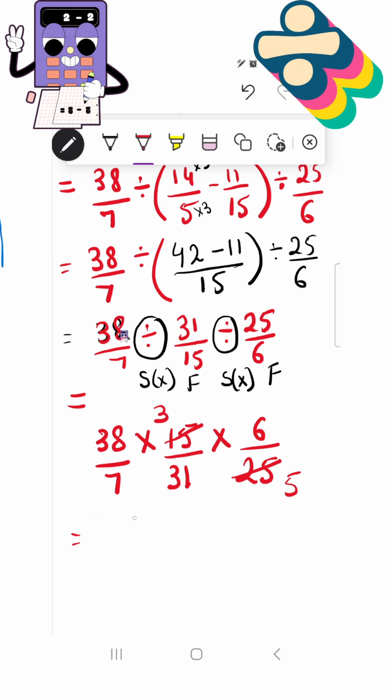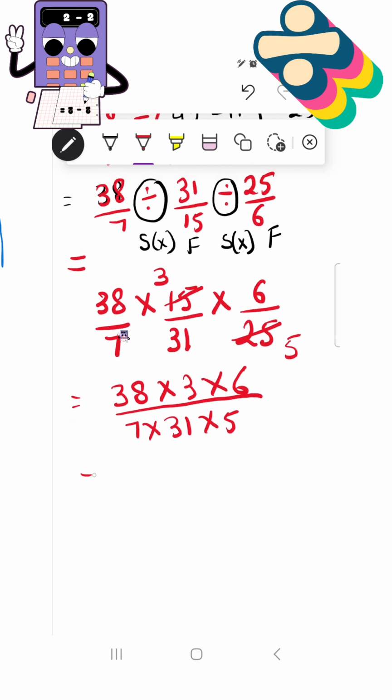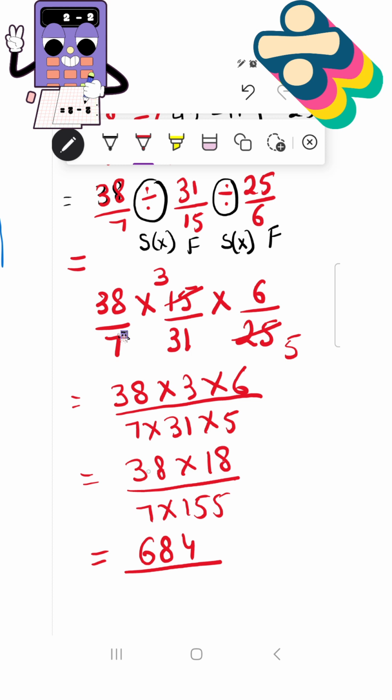Now I am going to write the rest of the numbers, numerator in the numerator like this, over 7 into 31 into 5. You can multiply mentally if you can: 3 sixes are 18 over 7 into 155, and now you can multiply it. It will be 38 into 18. You can do mental maths or you can use a calculator as well. 684, because you can do 30 into 10 and then 8 into 8 and then plus. Okay, and 155 into 7 is 1085. So this is your answer.